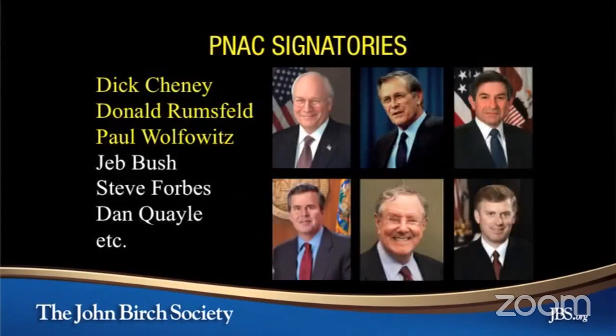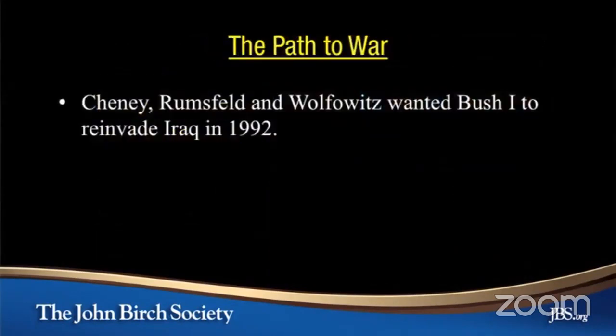Who were the signatories? Here are some of the people that signed on to the Project for New American Century. You might recognize especially the top three, Dick Cheney, Donald Rumsfeld, and Paul Wolfowitz. Other names you might recognize as well. I want to focus on the top three because we'll follow them now on what they did next. First of all, the Cheney, Rumsfeld, Wolfowitz trio wanted Bush 1 to reinvade Iraq in '92 and to finish the job, to completely get rid of its leader and spread democracy.